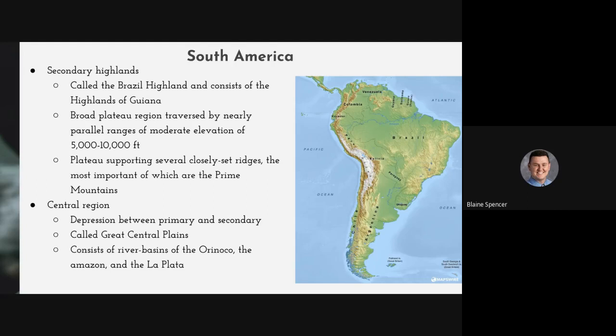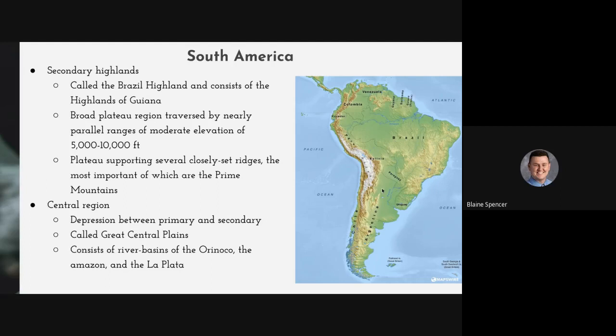All right, and then last but not least, the central region right here. Okay, we see that it is the depression. Okay, this land, these plains in between the primary, which are the Andes. Yes, the Andes, thank you, whoever said that. The Andes Mountains, and then the Brazilian highlands and the highlands of Guyana. Okay, we see this over here.